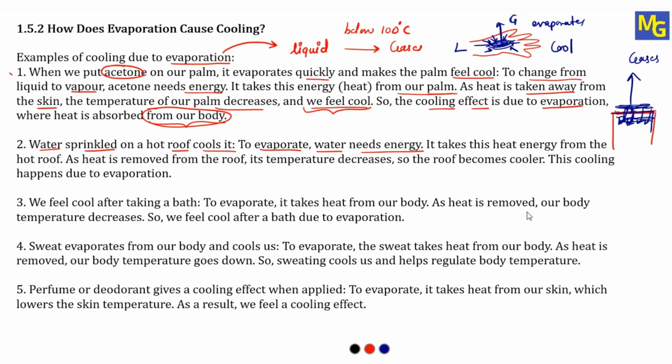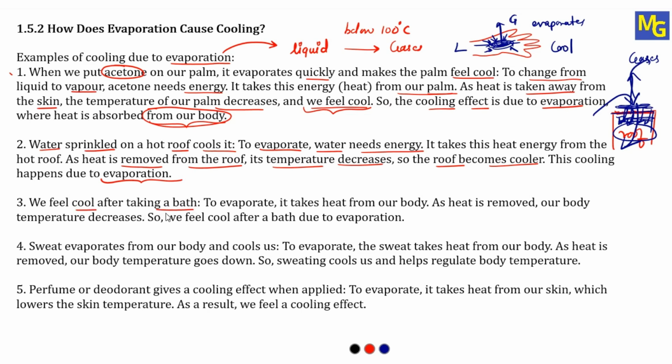For this reason, as heat is removed from the roof, its temperature decreases, so the roof becomes cooler. This cooling happens, again, due to evaporation. Remember, if your roof is very hot and you sprinkle water on it, the water will absorb the heat from the roof and evaporate, and the roof will become cool. This process is called evaporation. The next example is: we feel cool after taking a bath.